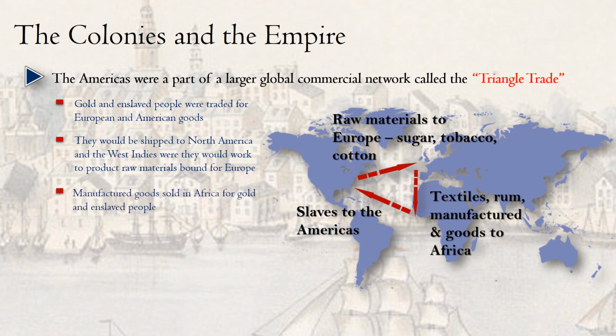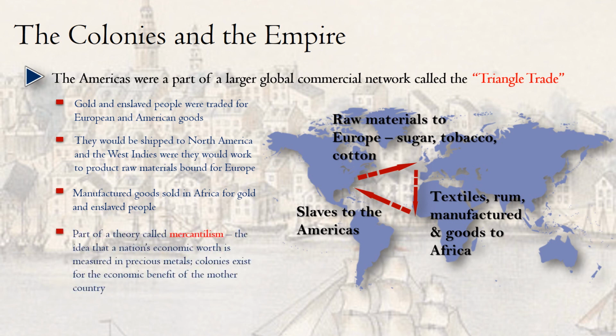Then English industry is going to take those raw materials, and they're going to manufacture goods to be sold in Africa, once again for gold and enslaved people, seeing how this forms something of a triangle, hence the name, the triangle trade. It is part of a theory called mercantilism. Mercantilism. That is an economic theory that we've been discussing but have not yet given a name.